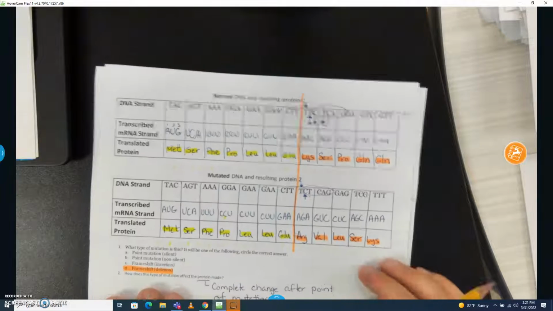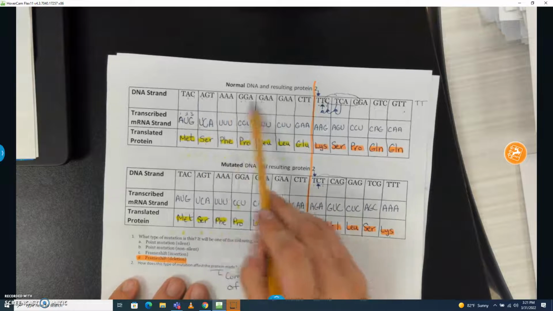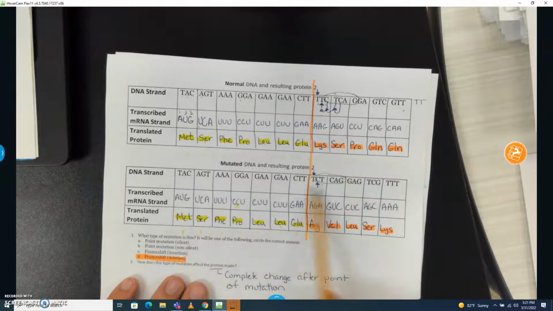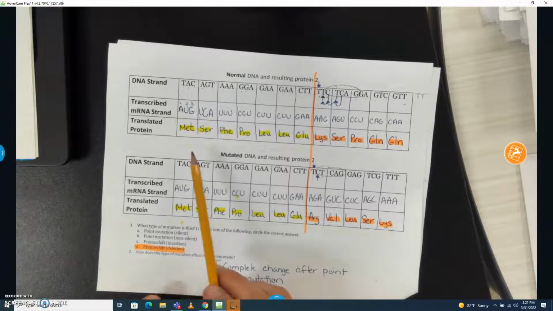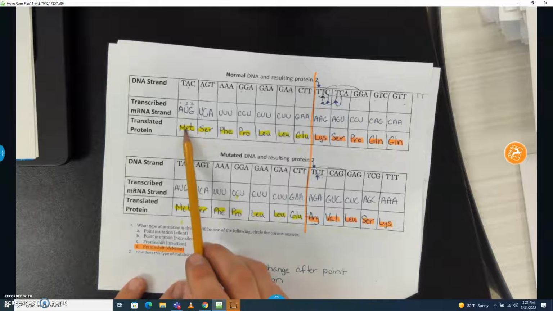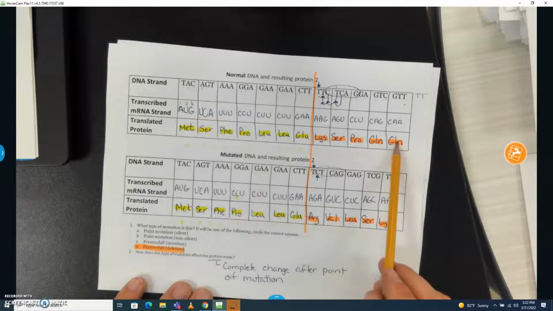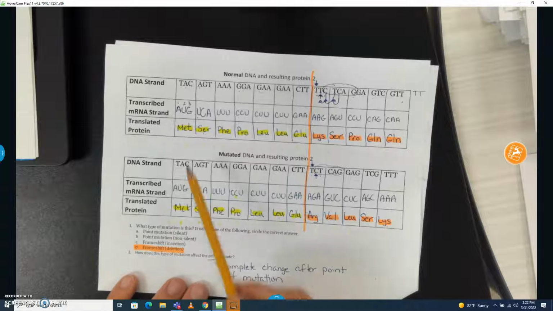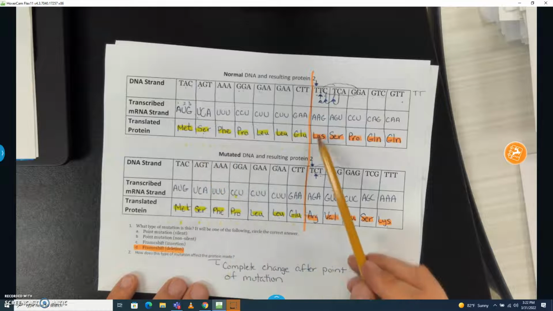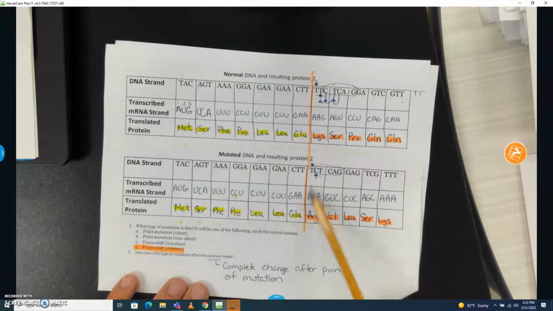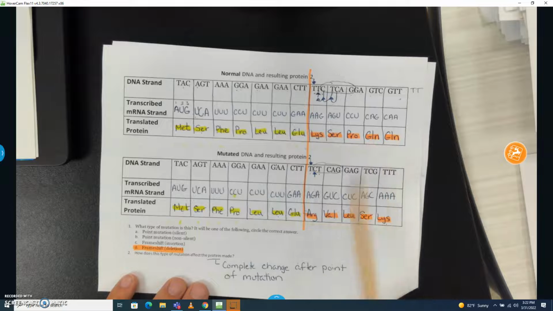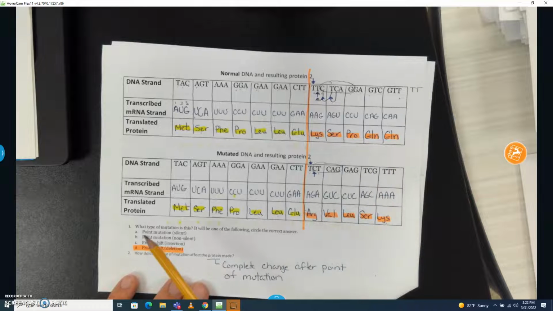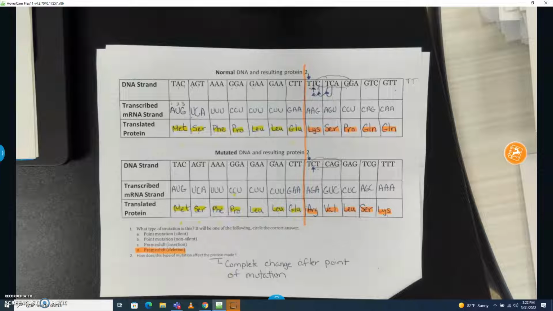The second one that we looked at is a little bit more complex. Again, we have our normal DNA, we have our mutated DNA, and when we created the protein, we can see that this is what the protein should be, and this is what the protein became. We can see that they are the same all the way up until this point, and from this point, all of the amino acids are different from what they should be. So let's talk about how this happened.